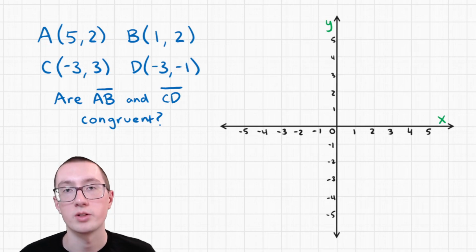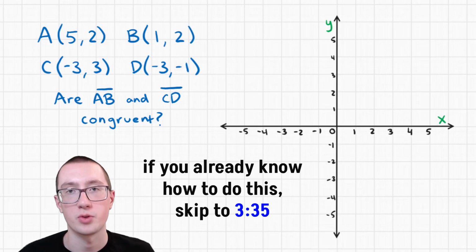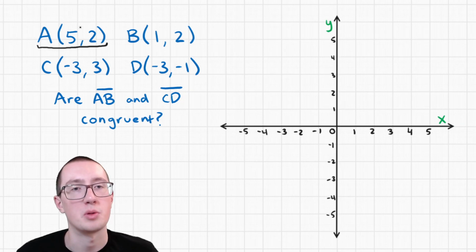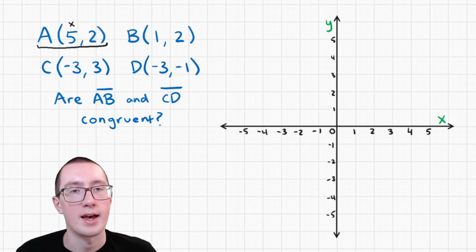Plotting points is a really important skill to have in geometry, so I'm going to briefly go over how to do that. So first, let's look at A. The letter next to it is basically just the name of the point. So when we plot this point, we're going to put an A next to it. And the first number of a point is always the X, and the second number is always the Y.